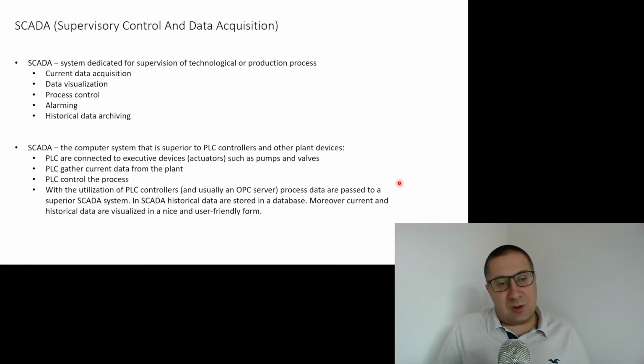The SCADA system also allows for historical data archiving. So all the interesting historical data that can be used to train the AI algorithm are in the SCADA system. We can export them and use them for training purposes, for updating the characteristics of a process, updating our predictive models.